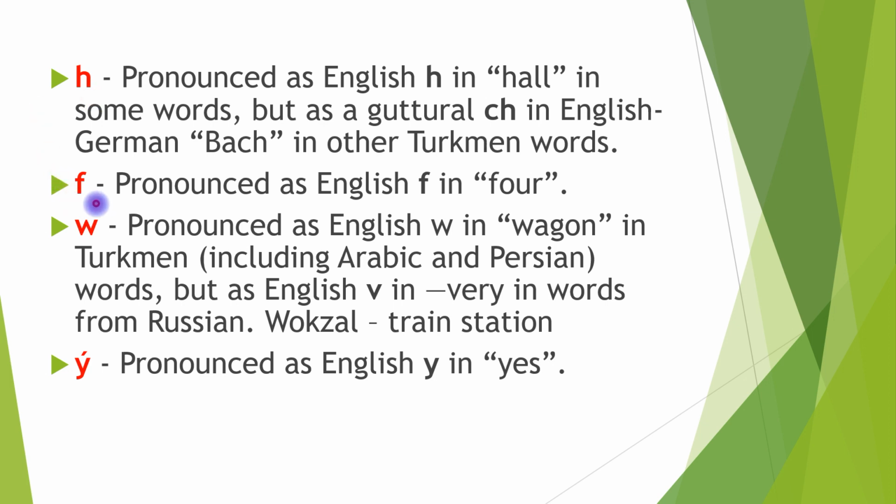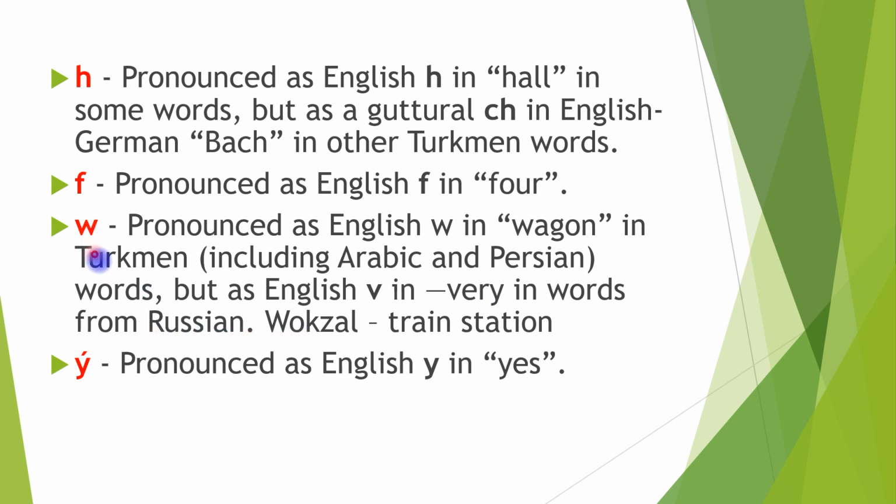Okay, the next one is f. Pronounce it as English f in four. F. Okay, this one is not w, we say it's a v. Pronounce it as English w in wagon. We say w, wagon, in Turkmen, including Arabic and Persian words, but as English v in very in words from Russian.